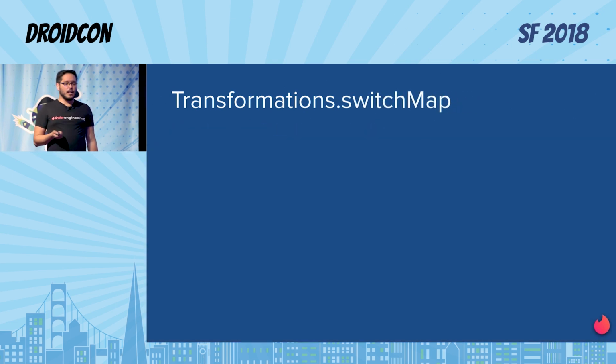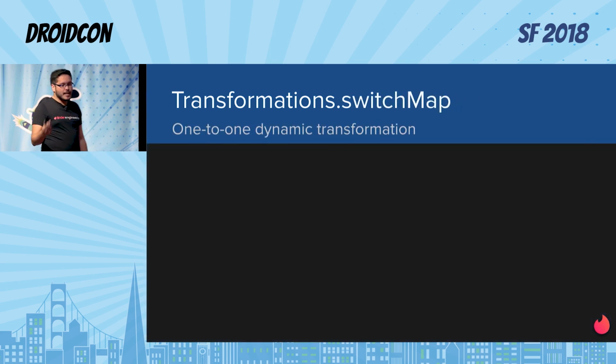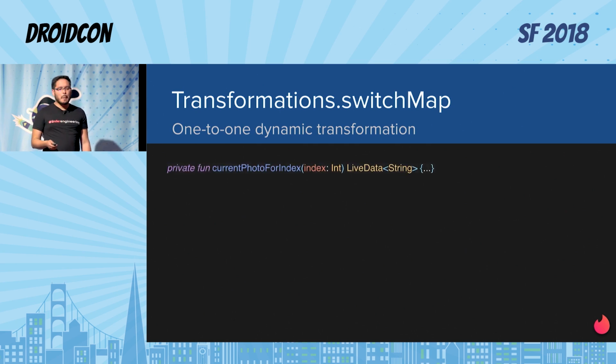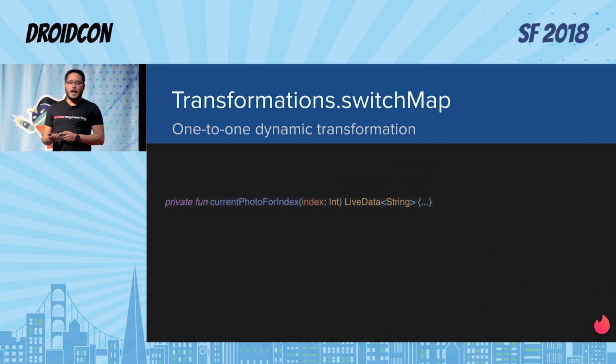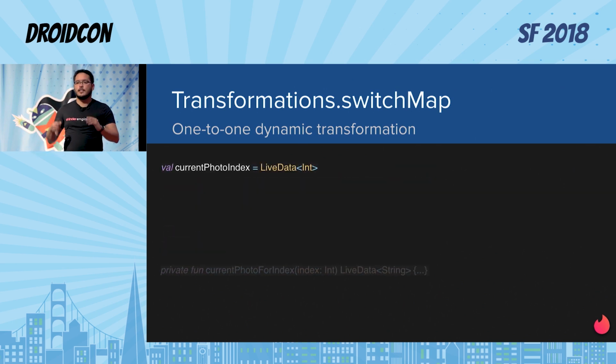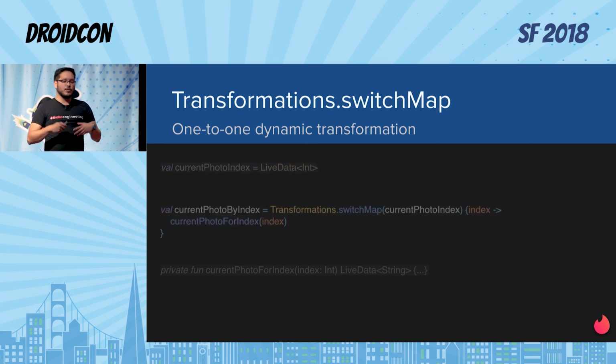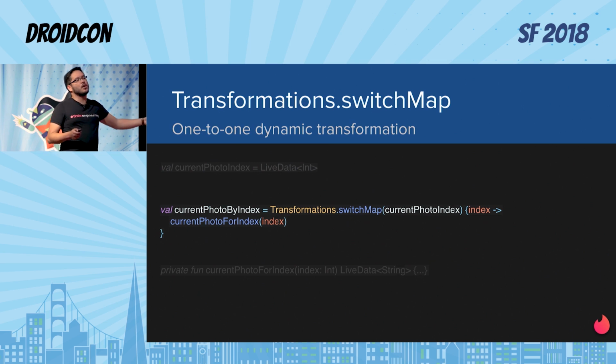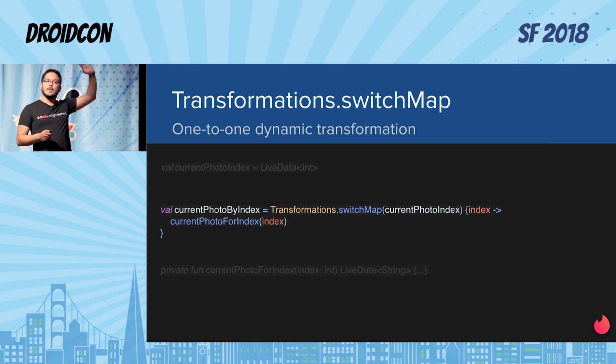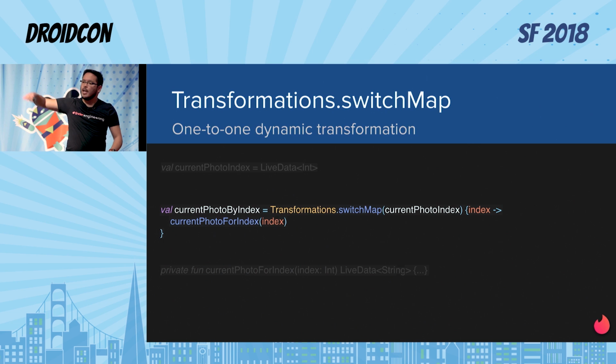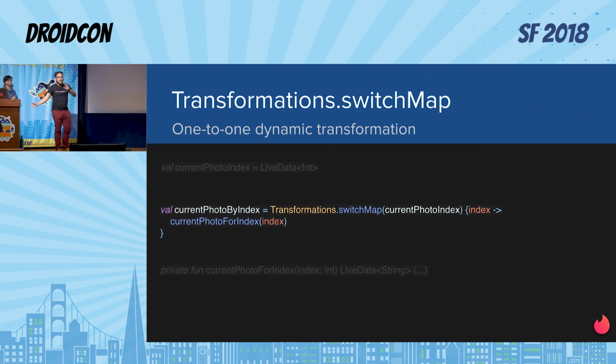Switch map is a more dynamic transformation. So let's say in the case that we were showing at the beginning, we get an ID from the index of the current photo, but we need more than just getting another property from that object to emit it on another LiveData. We actually need to get that information and send it to the core, so the core can go to the database or maybe to the backend and look for that picture, and then you have a whole different stream. So you may need a new LiveData.